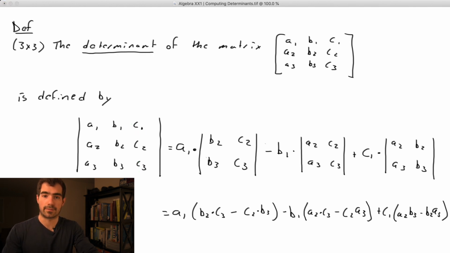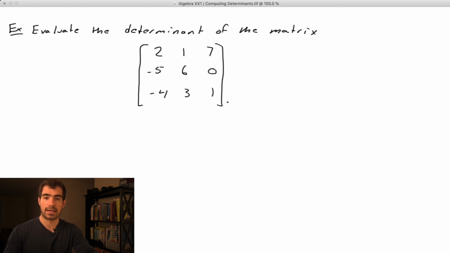Now again, all of that might still feel very abstract. After all, we're still just using A1 and A2 and B2 and C3 and all of these variables to fill in for some arbitrary number. So let's see if we can actually look at a real example and compute it from there, and hopefully that will make it a little bit more tangible. So let's say we had the matrix 2, 1, 7, negative 5, 6, 0, and negative 4, 3, 1, and we wanted to compute its determinant.